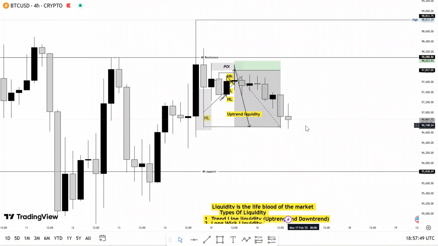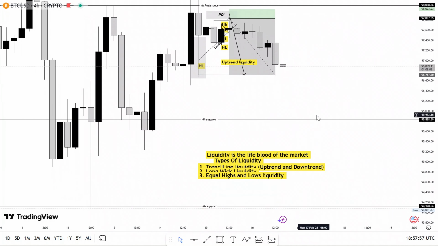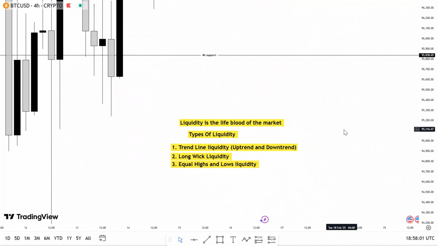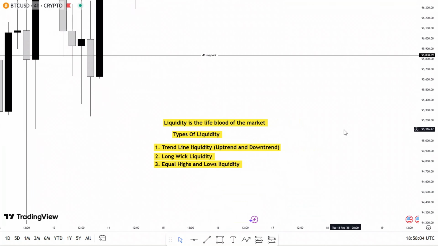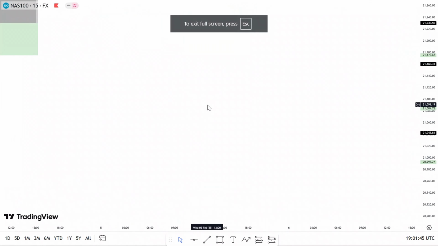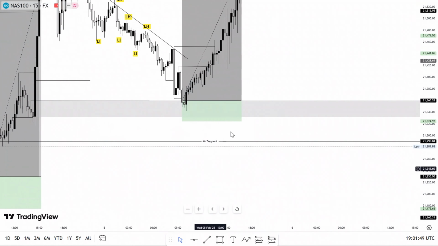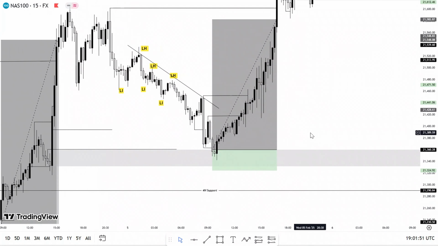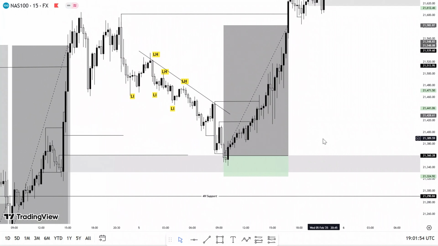So you see that we have identified the uptrend liquidity and the long wick liquidity. Now the downtrend liquidity is just the opposite of the uptrend liquidity. So let's go over to the downtrend line liquidity. I'm going to go over to the trade I took on Nasdaq. It's basically the same thing.